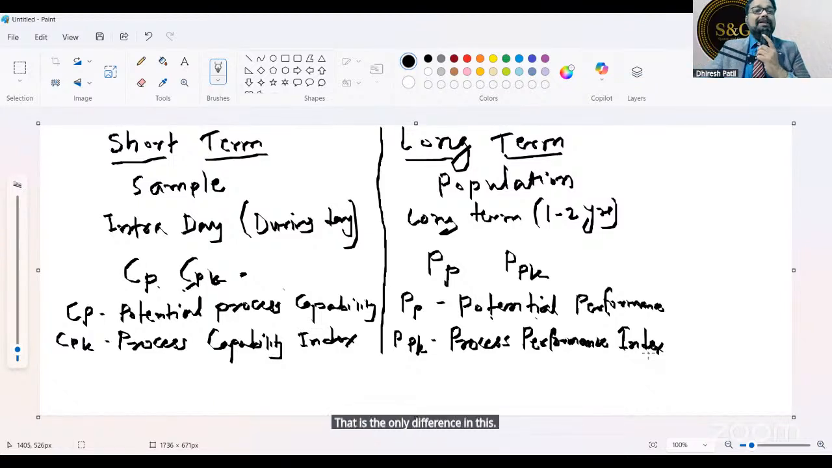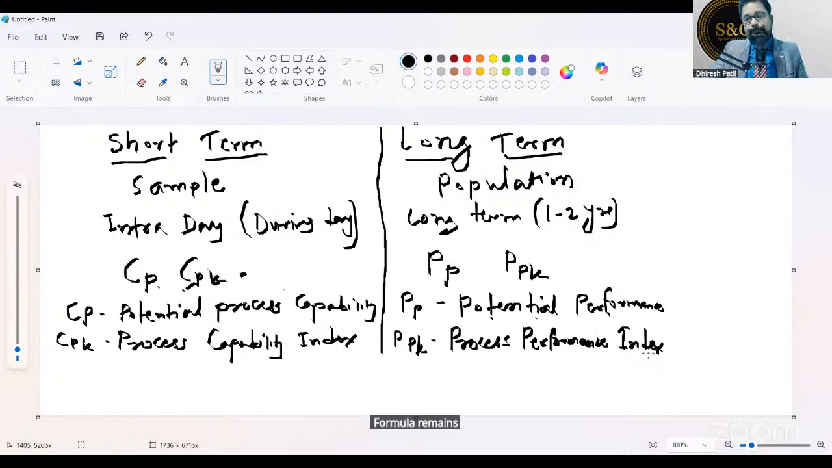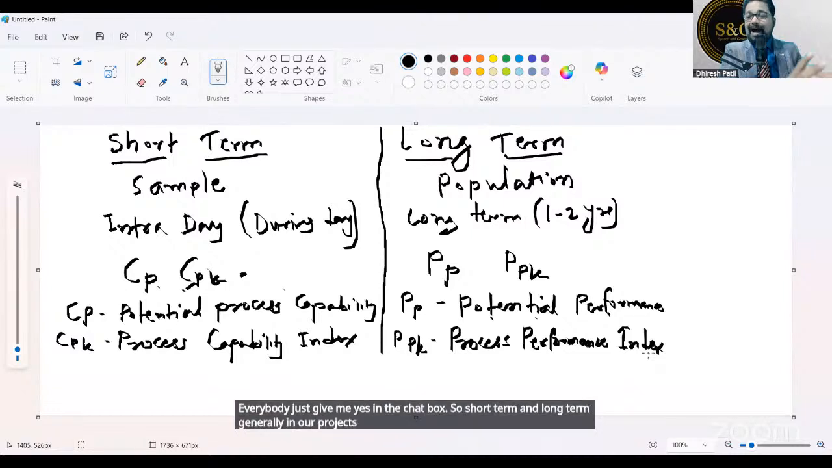Are you clear with this? Just give me yes in the chat box. Formula remains exactly same. Clear? Everybody just give me yes in the chat box. So short-term and long-term. Generally, in our projects, we are using CP CPK only.